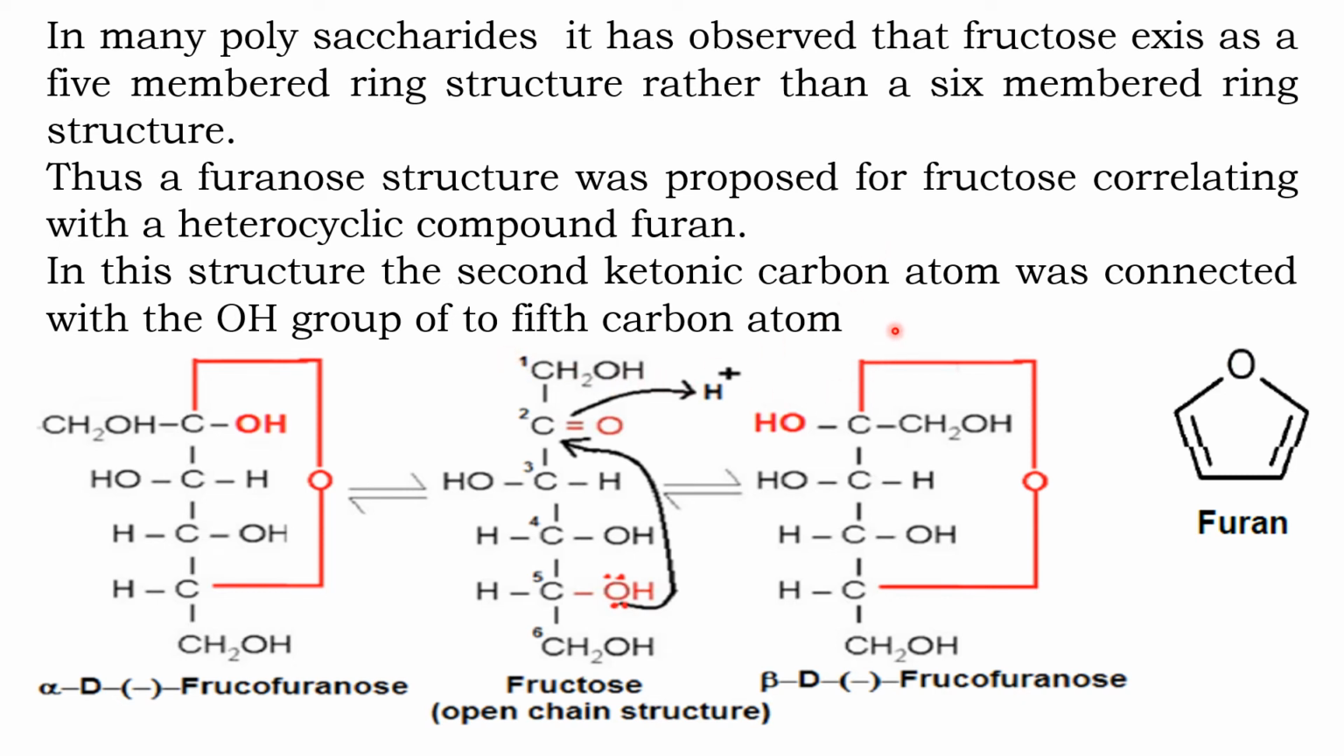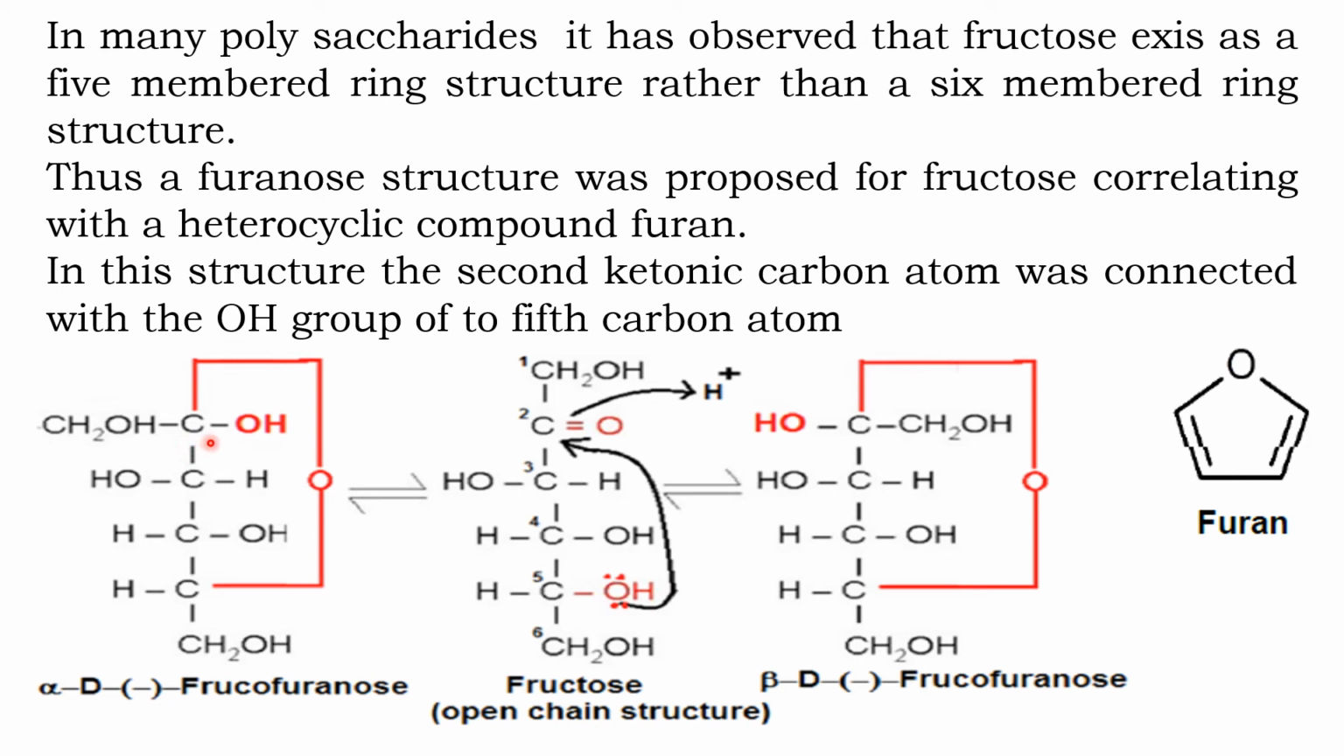We know the fifth carbon atom has a CHOH group. So that structure is proposed. See here, this is the first carbon atom. This is the second carbon atom. This second carbon atom is connected to the fifth carbon atom. The sixth carbon atom is remaining here. So we are not touching the sixth carbon atom. We are connecting to the fifth carbon atom through an oxygen linkage.